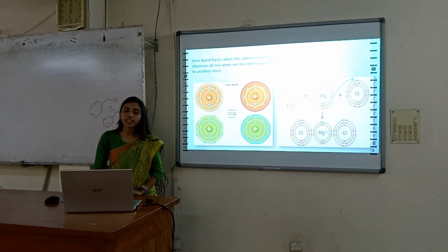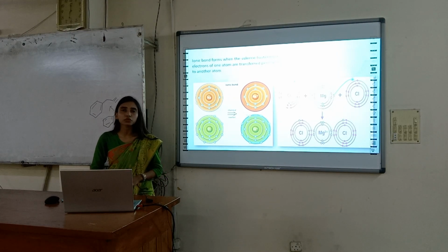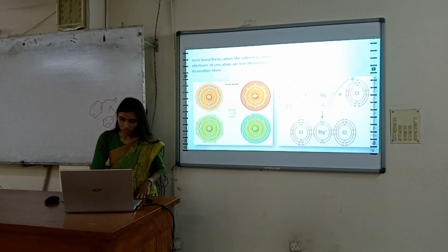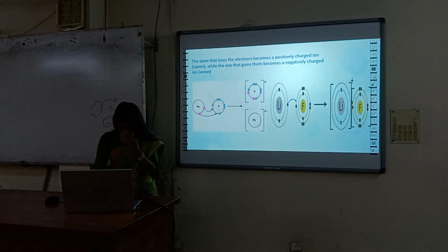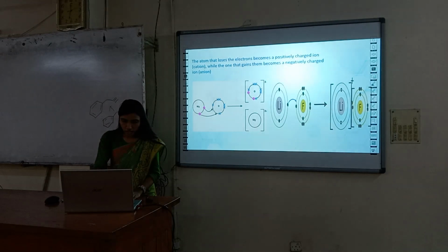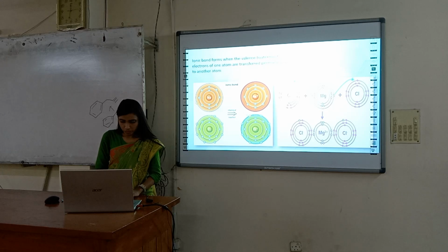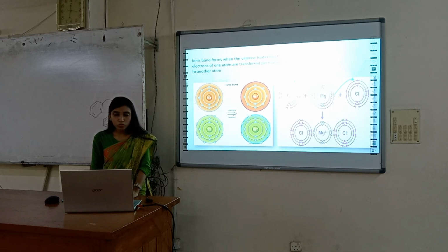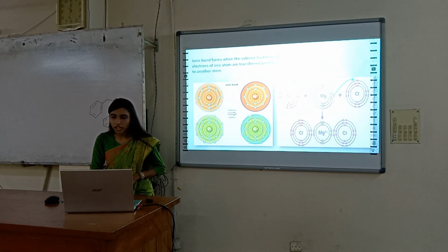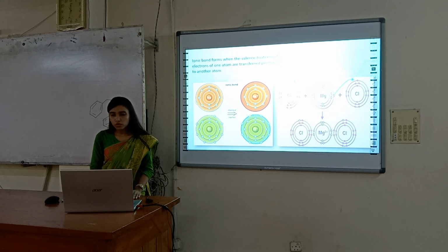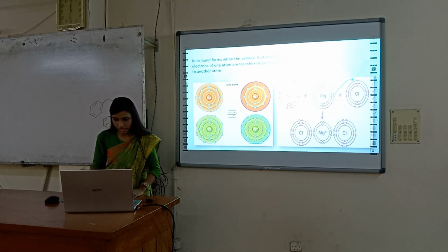An ionic bond forms when the valence electrons of one atom are transferred permanently to another atom. Look here, sodium loses one electron, and chlorine takes one electron from sodium. So here sodium becomes a cation and chlorine becomes an anion.